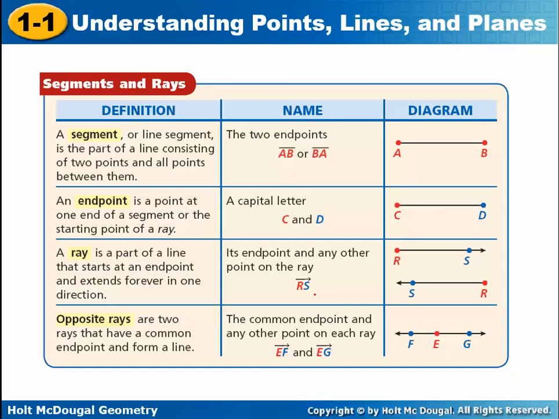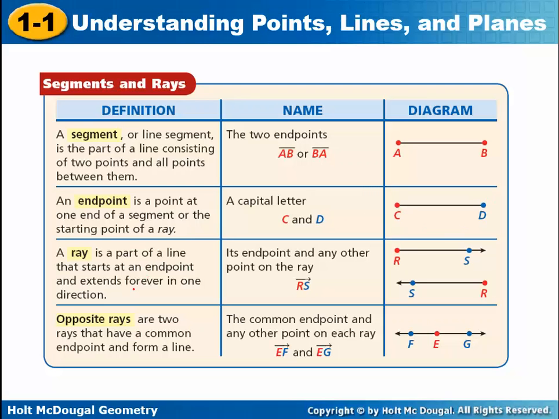Okay, here's some more terms. Now these we actually can define. A segment, a line segment, is the part of the line consisting of 2 points and all the points between them. We name it by its endpoints. It can be either way, AB or BA. We draw it with 2 endpoints, no arrows. An endpoint is a point at the end of a segment or the starting point of a ray. It gets named also with a capital letter, of course, because it is a point. So we have an endpoint here, C. We have another endpoint, D.